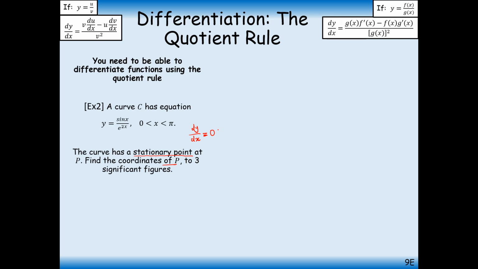Alright, so once we've set this expression equal to 0, we can figure out what the value of x is, and once we know what x is, we can substitute it back into this function to figure out what y is. So that's the overall direction, the path we're going to take to solve this problem. But we're going to have to apply the quotient rule obviously here.